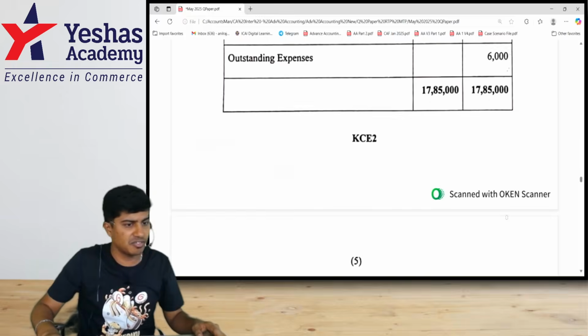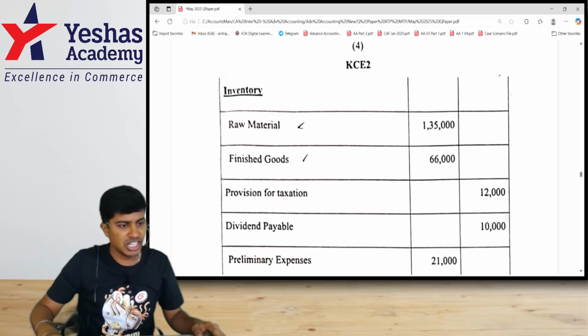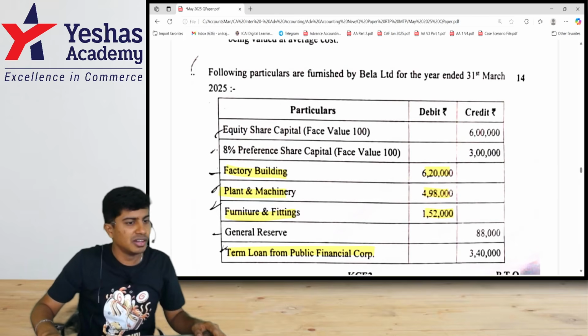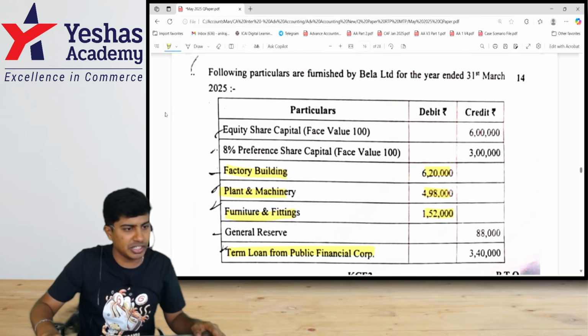Got it? That's it. We are done with all the adjustments. Come on, let's begin the answer from the top. To begin with, I have equity share capital. Shall I draw one notes to accounts for equity share capital? Yes, I better do that.